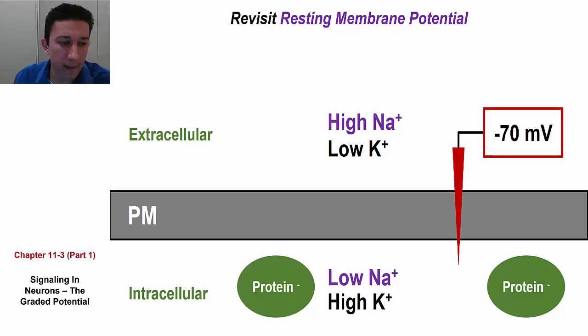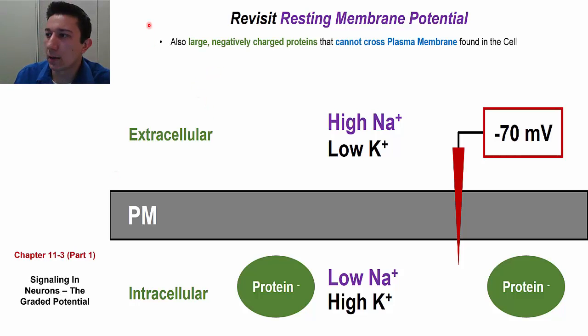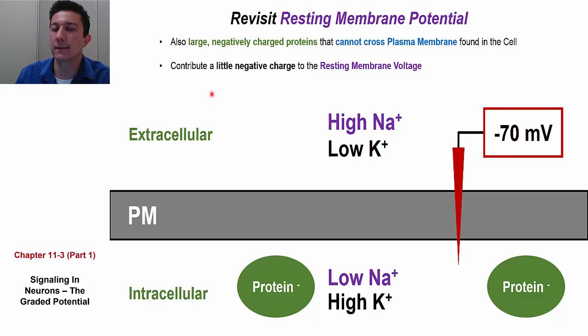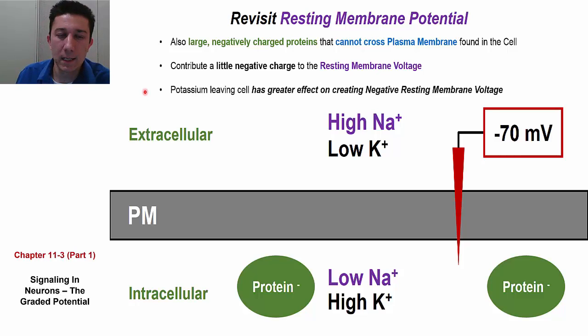Also recall, too, that the cell has a number of large negatively charged proteins inside of the cell that can't cross the plasma membrane. These contribute a little bit of that negative charge to our negative resting membrane voltage, but they're not a huge contributor, simply because potassium, as a positive charge, is really easy for potassium to leave the cell through those abundant potassium leak channels. So the fact that potassium leaves and takes positive charge with it has a much greater effect on creating the resting membrane voltage than these large negatively charged proteins do.